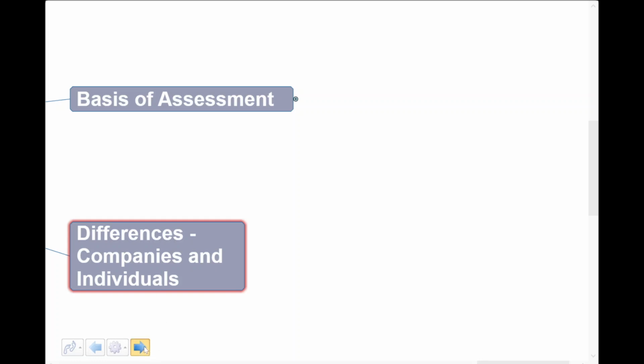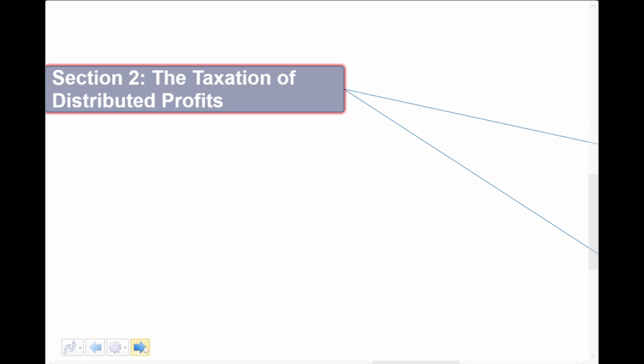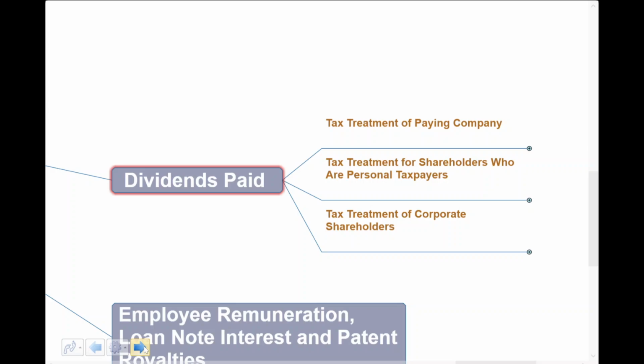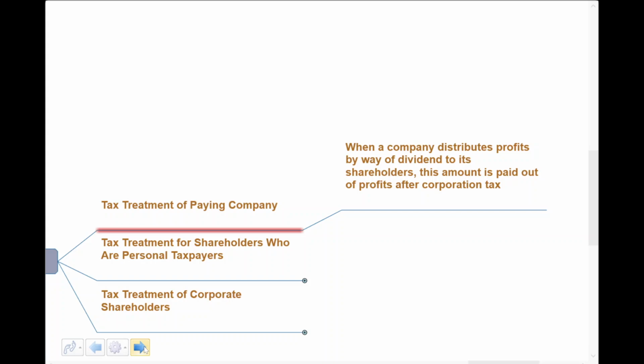Okay? Next area for us is the taxation of distributed profits. And let's be clear here, what we mean by distributed profits is that a company is paying out, or let's say receiving, dividends. So in terms of the paying company, we've got a company that pays out a dividend to shareholders. In essence, when a company distributes profits by way of dividends, this amount is paid out of profits after corporation tax. Now this is an important point, because what this really says is that dividends for a company aren't tax deductible.